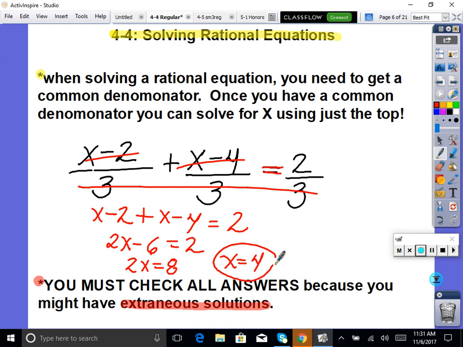Now here's one thing we need to do. Everybody listen. That's my answer. I need to check to make sure my answer gets to stay. So this is what you're going to do. You're going to take 4, your answer, you're going to plug it into the very first original equation and see if it's a true statement.